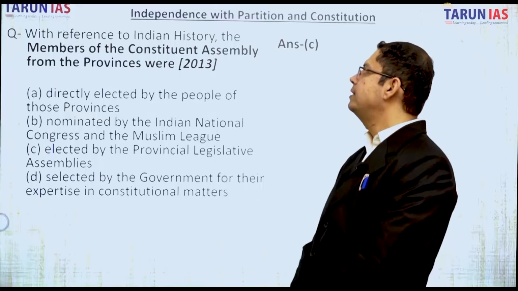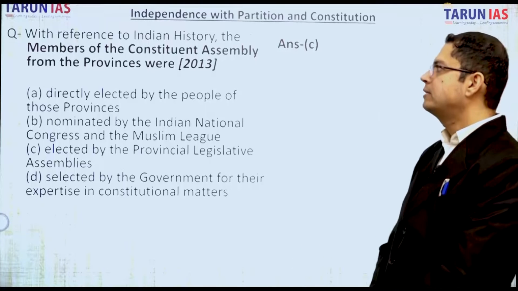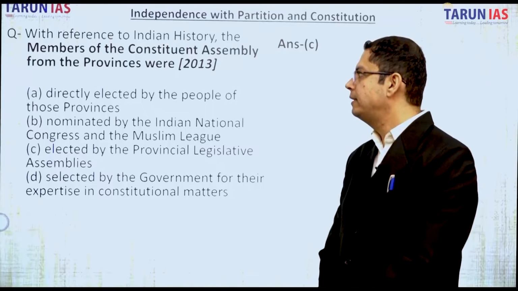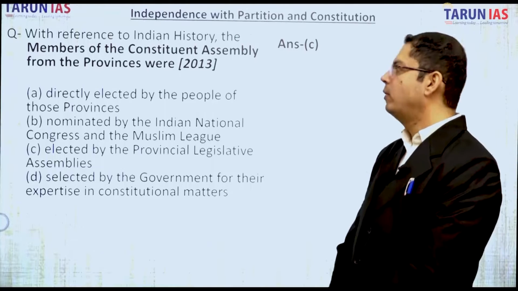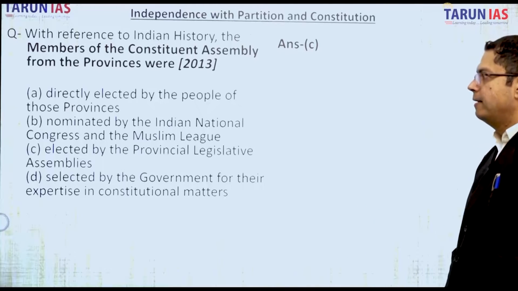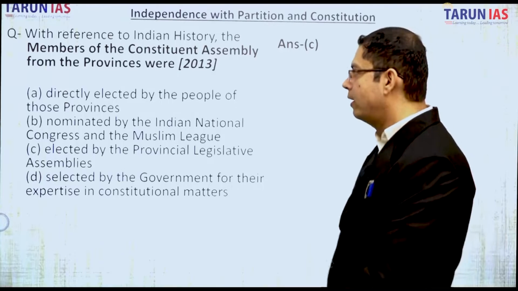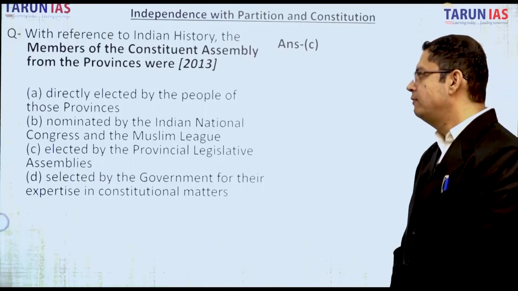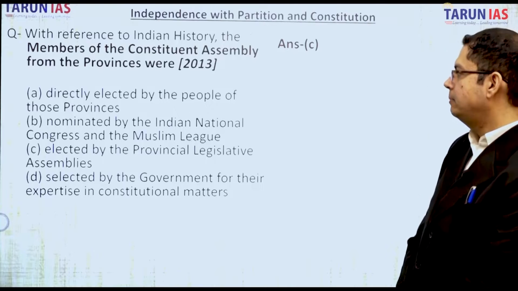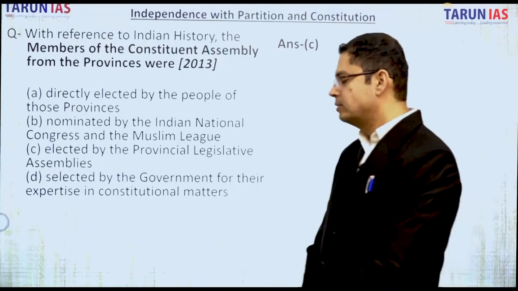With reference to Indian history, the members of the Constituent Assembly from the provinces were A. Directly elected by the people of the provinces. B. Nominated by the Congress and Muslim League. C. Elected by the Provincial Legislative Assembly. D. Selected by the government for their expertise in constitutional matters.